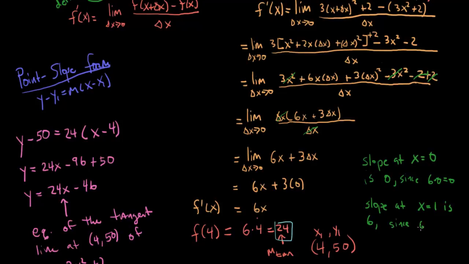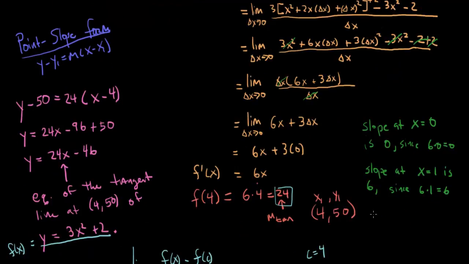Since 6 times 1 equals 6. Oh, we could keep going on. Slope at x equal 2 is 12, since 6 times 2 equals 12.